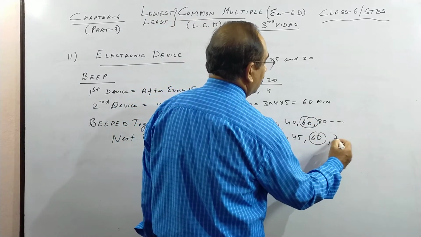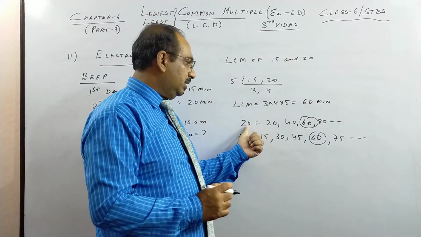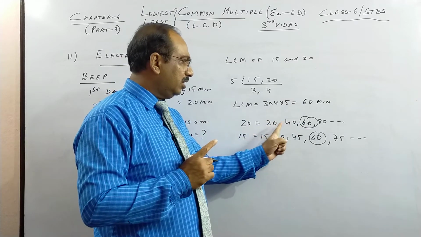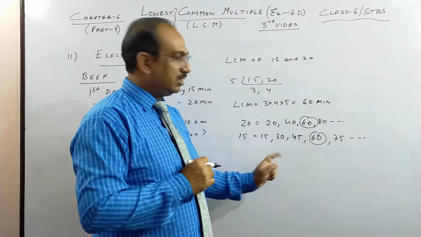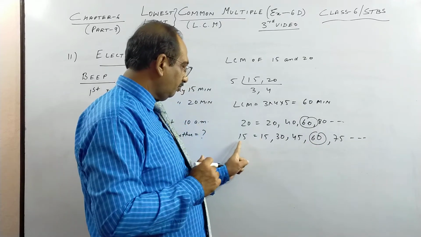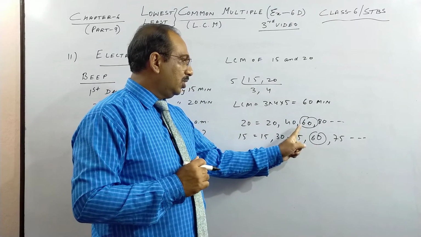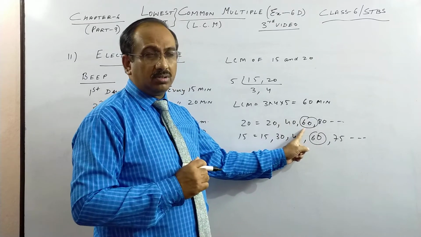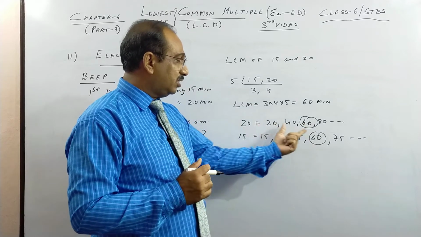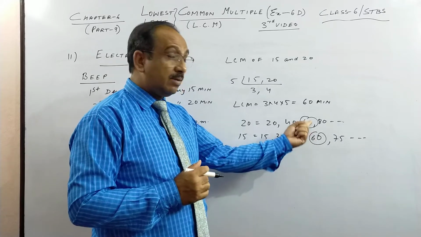So once you see at 60 minutes from 10 o'clock, this particular device will beep for the third time, 10:20, 10:40, 10:60. And the second device would have beeped for the fourth time, 10:15, 10:30, 10:45, 11 o'clock. So 10:60 means what? 11 o'clock, because 60 minutes makes an hour. So at 11 o'clock, this will beep for the third time. Okay, and this would have beeped for the fourth time, and this is together.